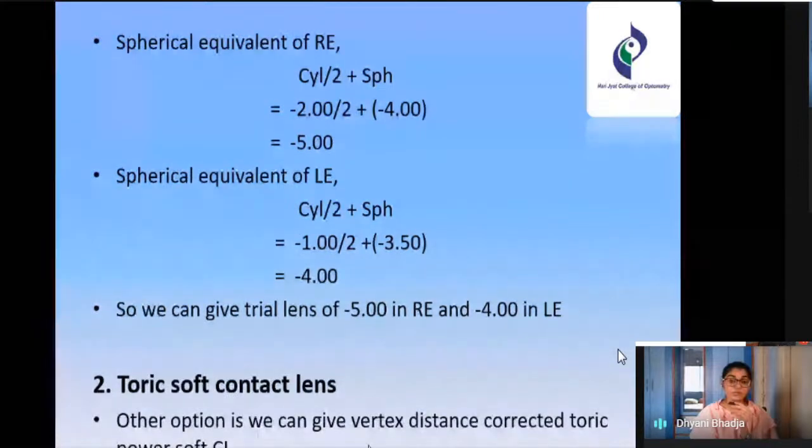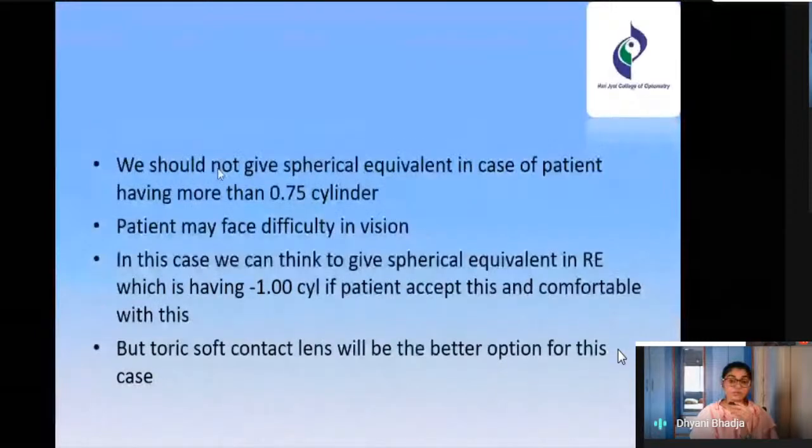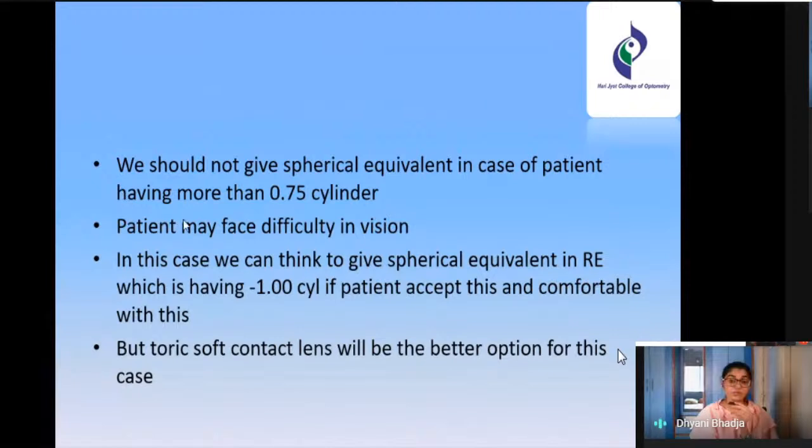We should not give spherical equivalent in case of a patient having more than 0.75 cylinder. Here our patient has more than 0.75 cylinder, right? Because the patient may face difficulty in vision or get discomfort. In this case, we can think of the spherical equivalent in the right eye, which has minus 1 cylinder, only when the patient accepts this and gets comfortable with it. Otherwise, we can't prescribe the spherical equivalent. But toric soft contact lens will be the better option for this case.